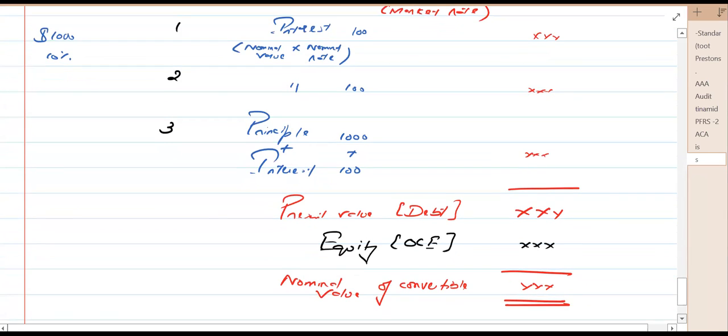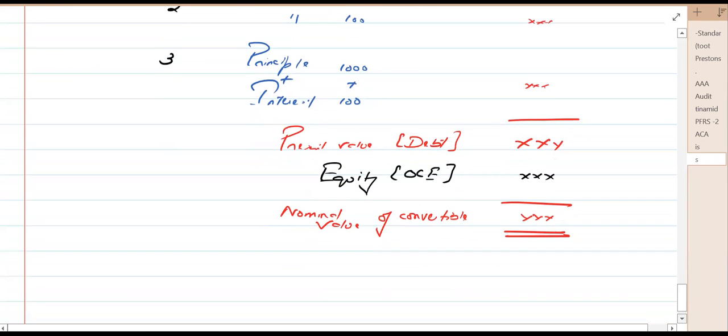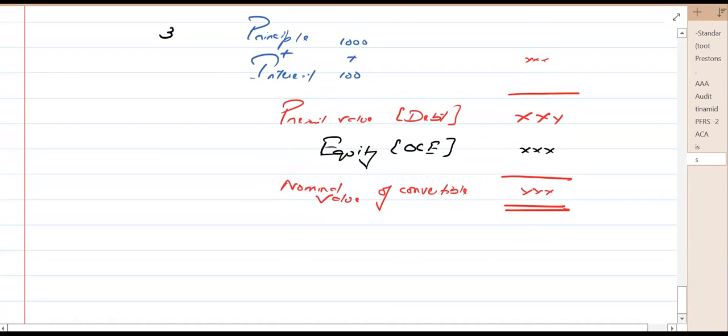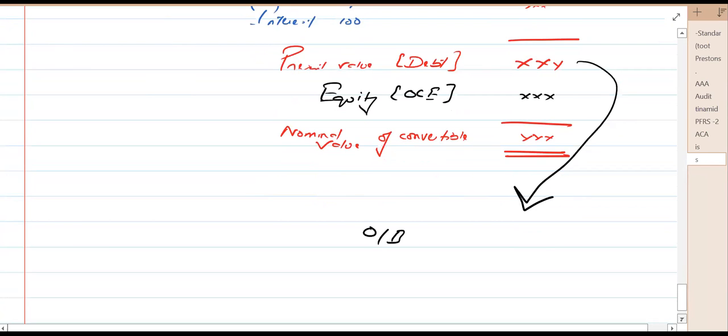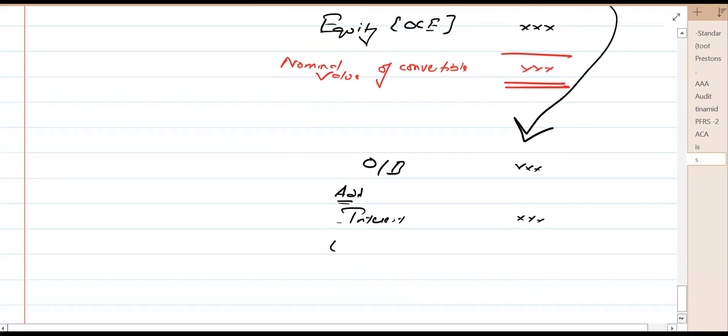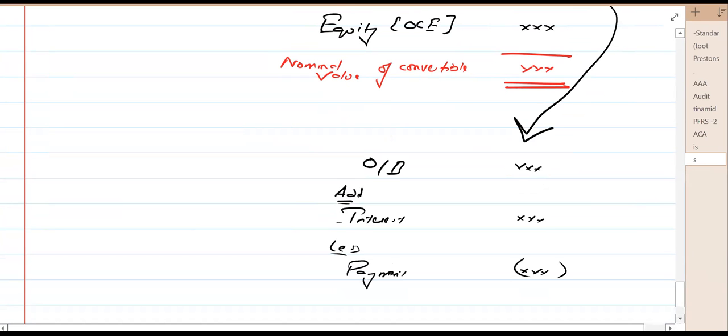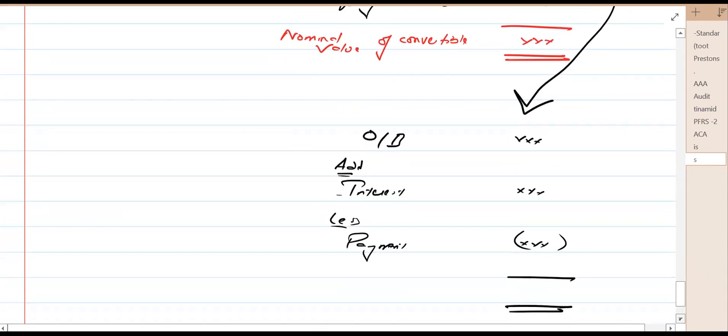Okay, so this OCE figure goes to the statement of changes in equity. And then the debt figure comes in the working of the amortized cost, as the opening balance. Then we add the interest, again at the effective rate. Then we deduct the payment at the coupon rate or nominal rate. And then we get the closing balance.